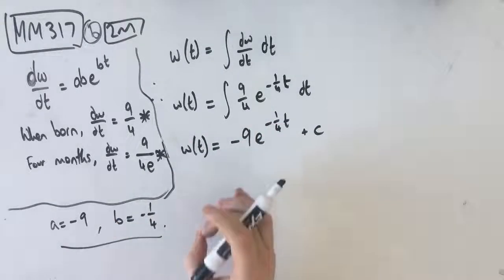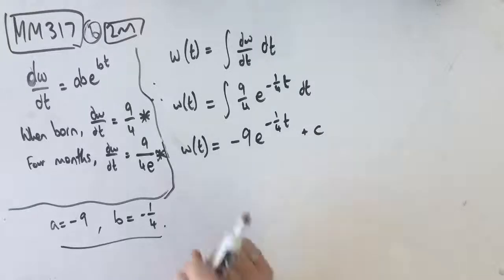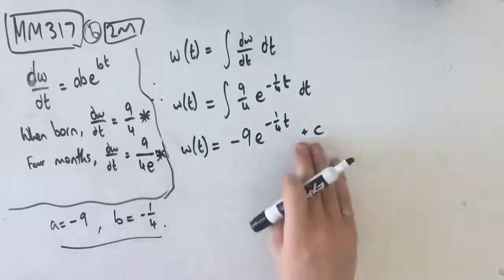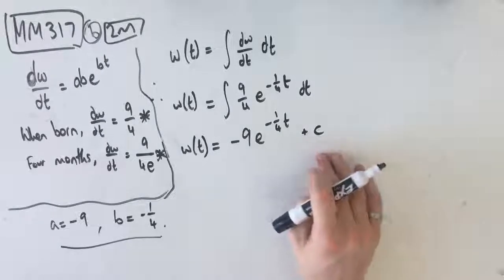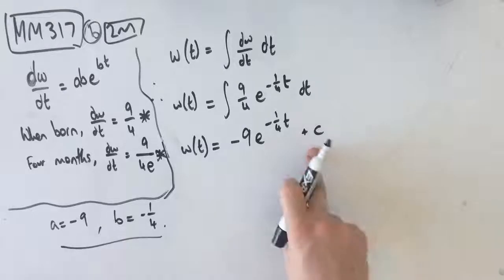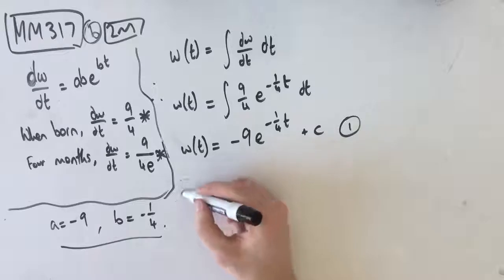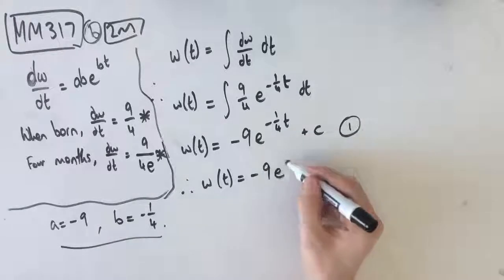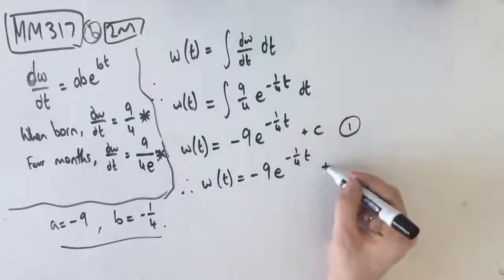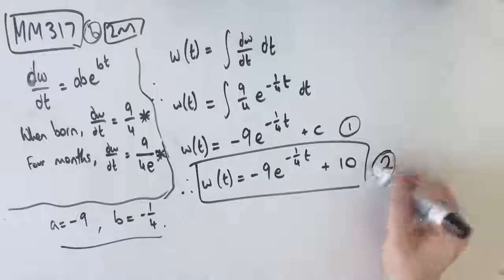Now, part B says, if it never weighs 10 kilograms or more, find an expression for W(t). So if it never gets to 10, then we must have an asymptote at W equals 10, right? So that means that our C value is 10. That's actually our first mark there. So therefore, W(t) is equal to negative 9e^(-1/4 t) + 10. And that's our final answer and our second mark for this part.